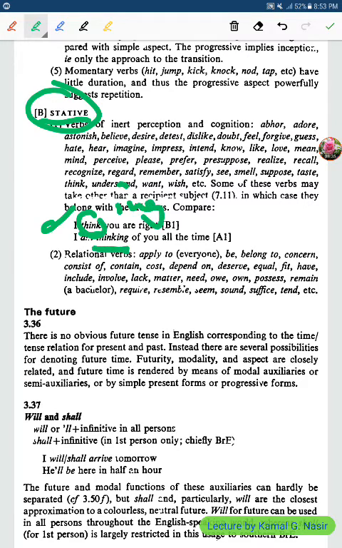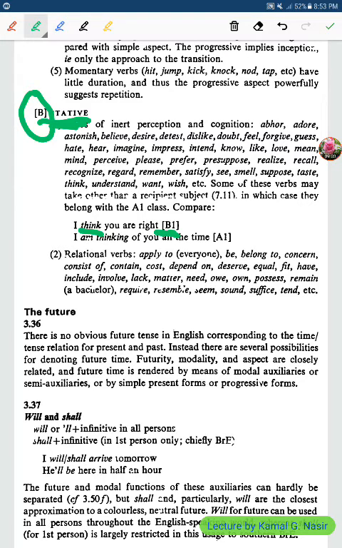Good. Now think here took ing. Then why do you say it does not take ing? Because think here is not like think here. How? Think here belongs to the stative. It belongs to be. Which type of be? Number 1, which is verbs of inert perception and cognition.